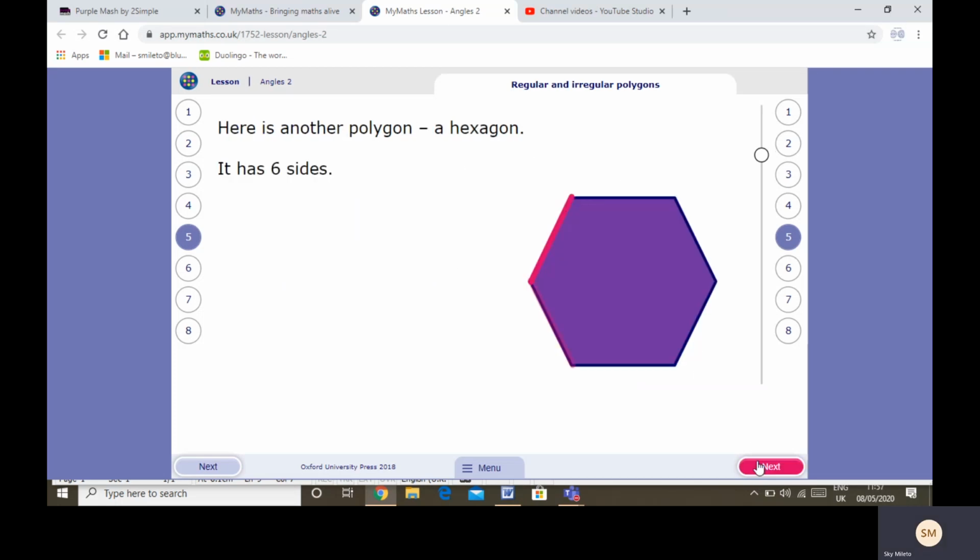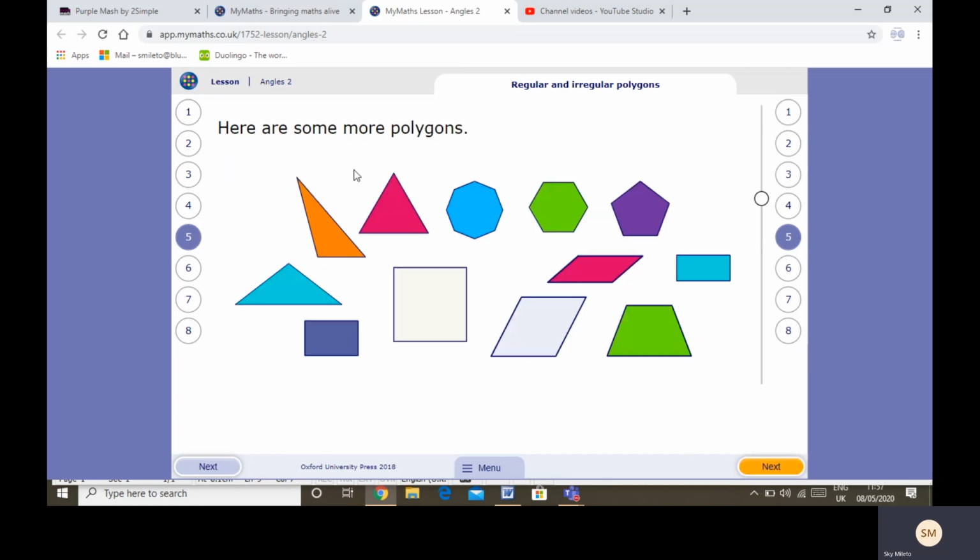Here's another polygon, a hexagon. You can see that it has 6 lines all the way around it. It also has 6 angles. Okay. If you want to, you can shout out whether these are obtuse or acute angles. Here are some more polygons.